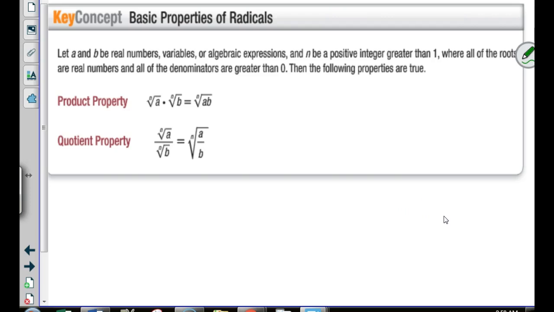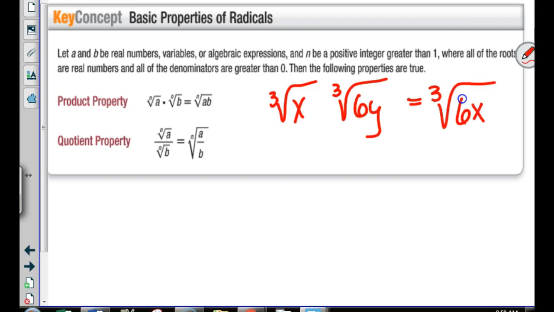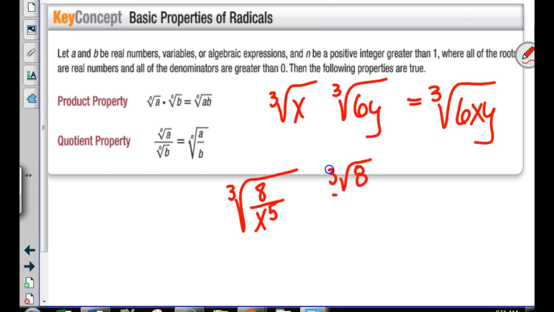Products of radicals. If you have a cubed root of x and a cubed root of 6y, it's okay to combine them and get the cubed root of 6xy. All right, guys? As long as they're both cubed roots. And the same thing is true here. If you had the cubed root of 8 over x to the 5th, you could separate it as the cubed root of 8 over the cubed root of x to the 5th. As long as they're both cubed roots, you can separate them or combine them.